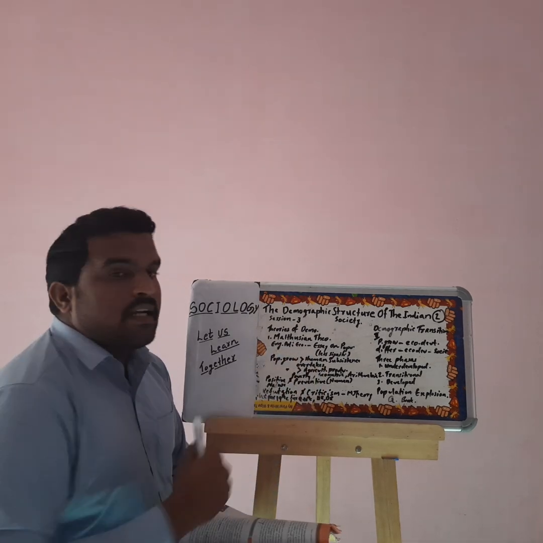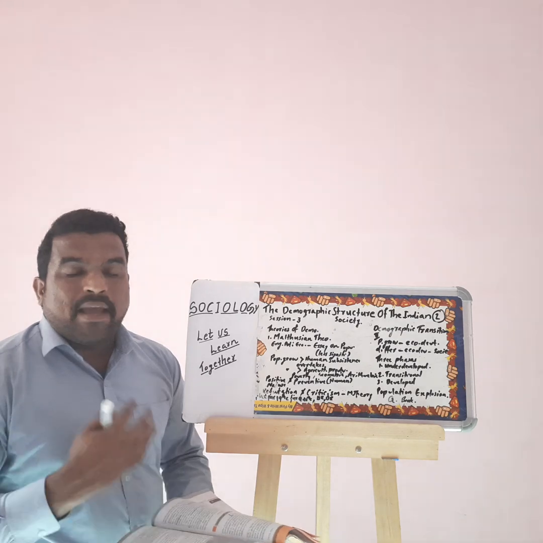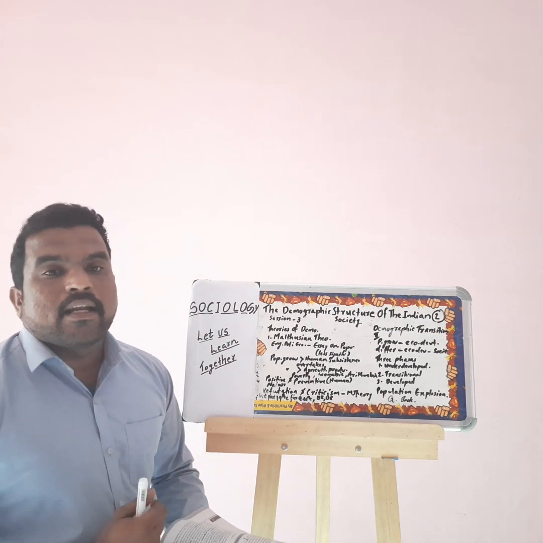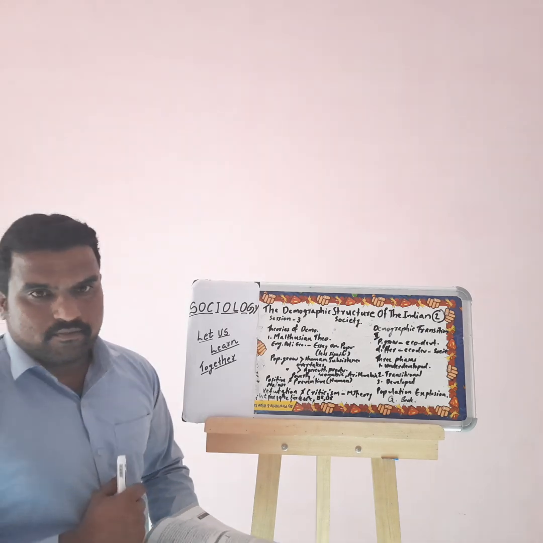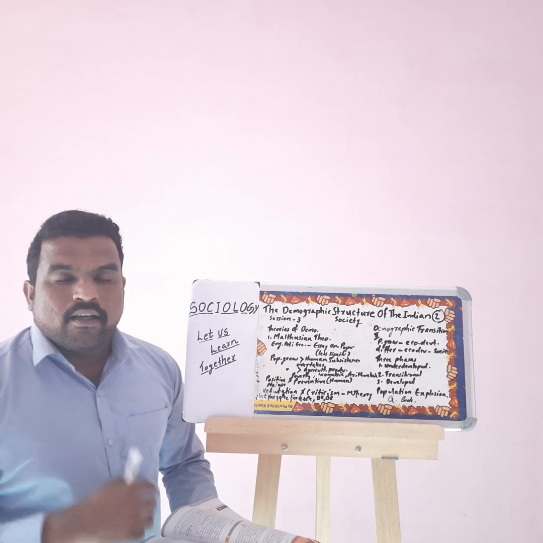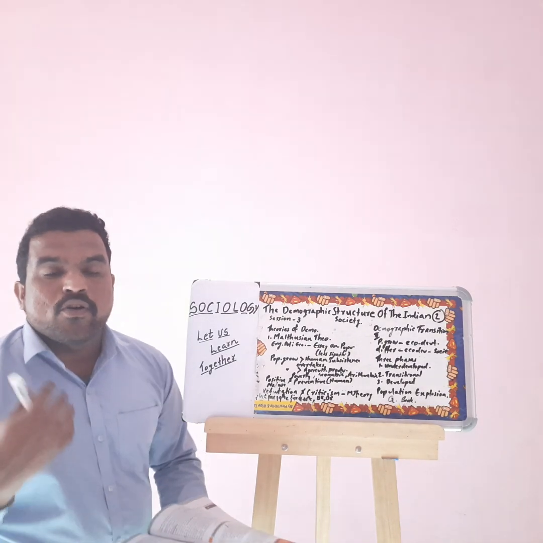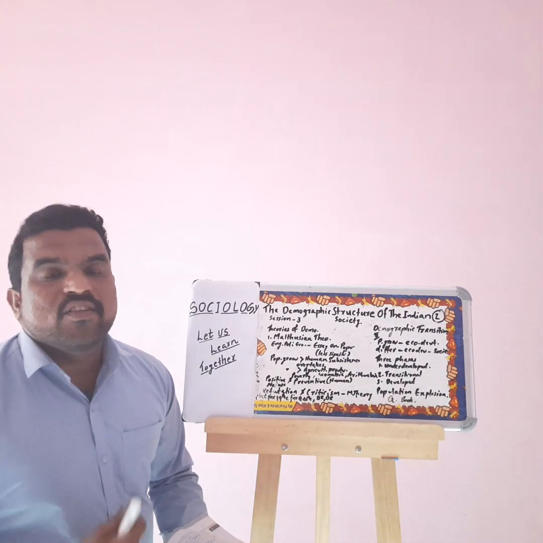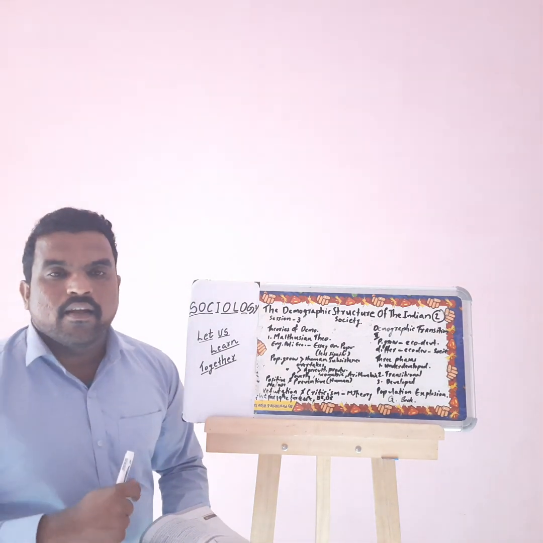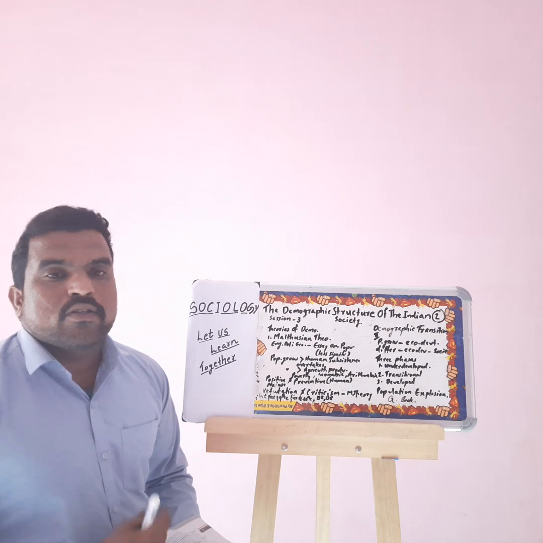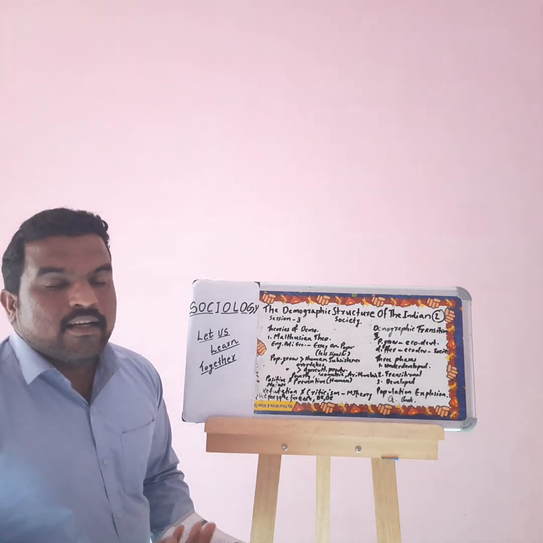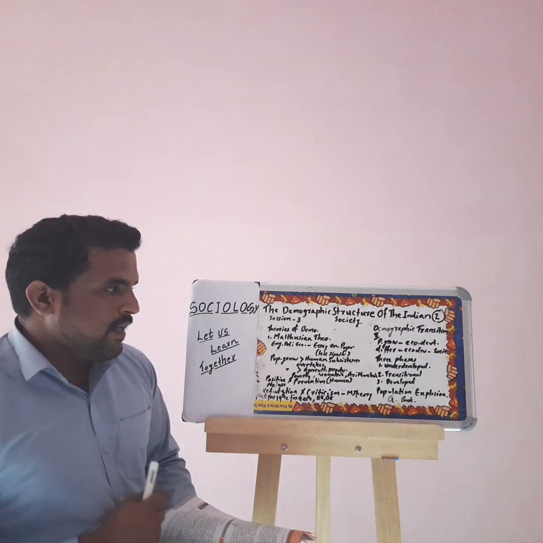Why was there a high birth rate? The parents are very much concerned about the death of their newborn babies. So because of the death of their children, they are trying to produce more children. That's why the birth rate and death rate were very high.